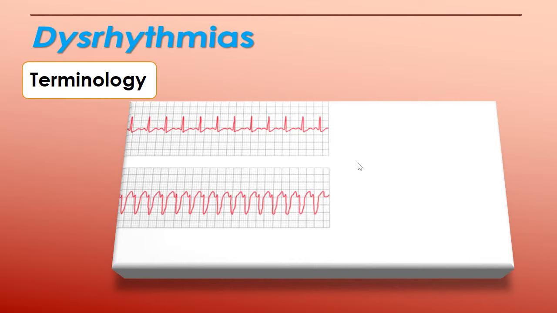Tachydysrhythmias are heart rates above 100. This is an example of sinus tachycardia. In a tachydysrhythmia, the heart rate is going to be above 100 beats per minute. Remember that when the heart rate is that fast, it may shorten diastole and reduce coronary perfusion time.